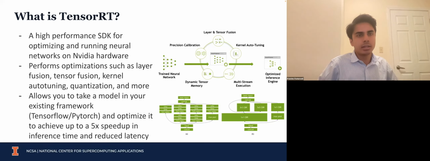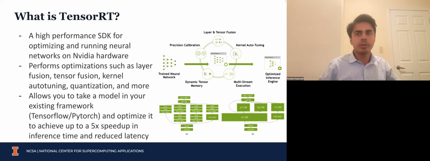Tensor fusion is when, for example, you have a tensor representing weights and a tensor representing the bias term. We can combine those at inference time because we don't need them to be separate anymore, since we're not doing backpropagation. That, again, will also save on computation.